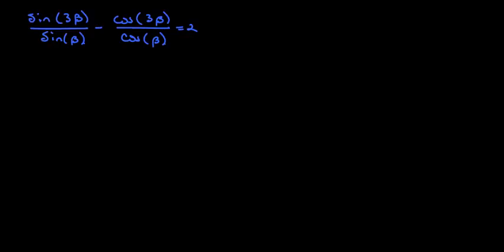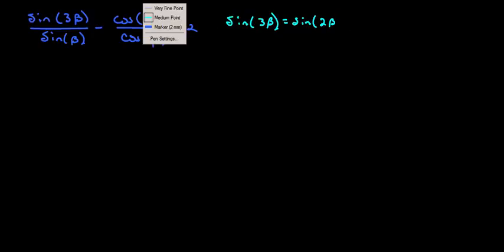Okay. I need to find the sine of 3 beta. And I also need to find the cosine of 3 beta. So let's kind of work this as a side note. The sine of 3 times an angle should be equal to the sine of twice an angle plus an angle. So we've got a double angle formula here.